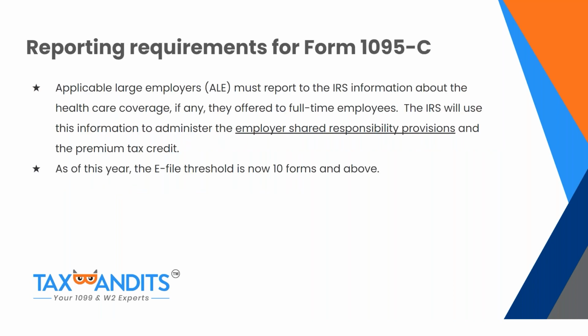The reporting requirements for the 1095-C is you have to be an applicable large employer, otherwise known as an ALE, which is 50 or more full-time employees. Currently, if you have 10 or more, you have to e-file, and that's new for this year with ACA reporting.